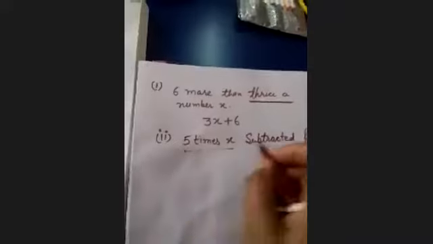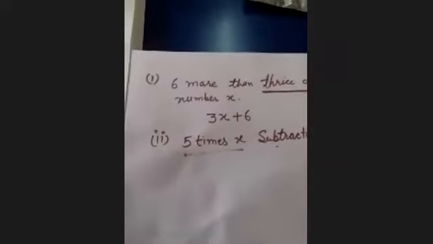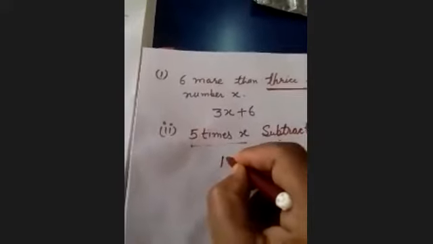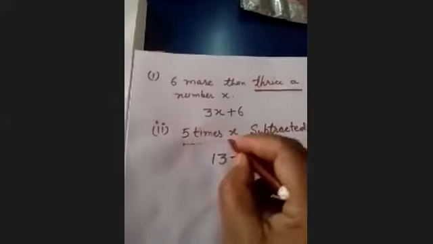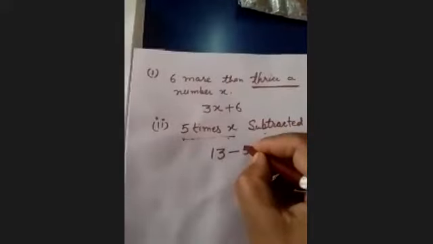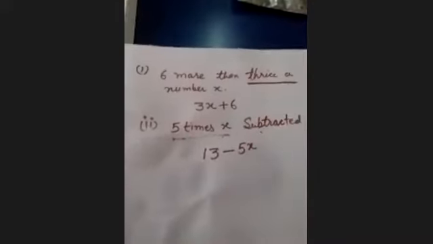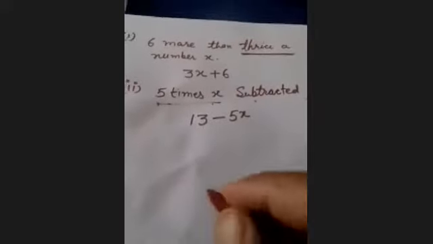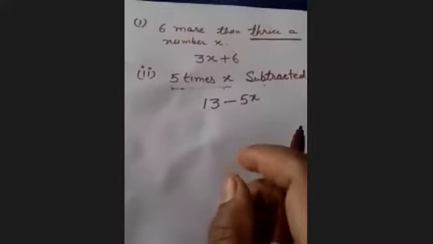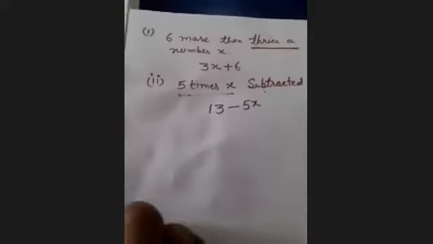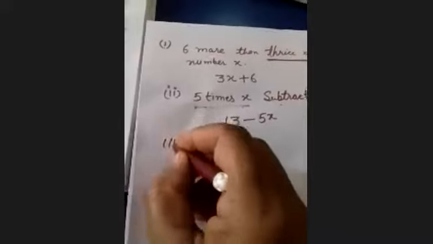5 times x subtracted from 13. From 13 means first write 13. Subtracted 5 times x means 5x. So our algebraic expression is 13 minus 5x. Next is third.